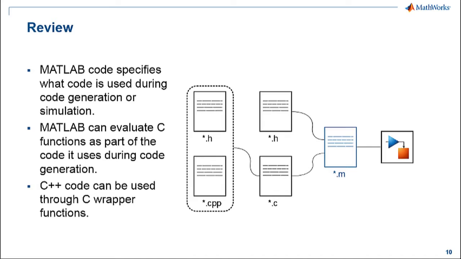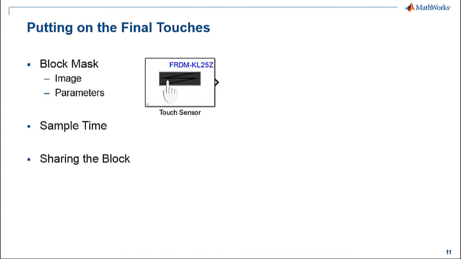Although we now have a functional Simulink block, there's still a couple of things that we can do to package the Simulink block and make it look more like the block we saw in the beginning of this video. The following steps will show you how to create a nice block mask, add sample time to the block mask, and redistribute this block to others. First, we'll open up the model that we previously created.